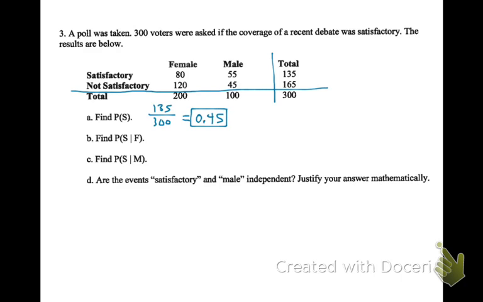Now to find the probability that you're satisfied given that you're female, we're just going to look just at the female data. We have a total of 200, and of that 200 that are satisfied with the results are just the 80. So 80 divided by 200. Calculate that out, you get 0.4.